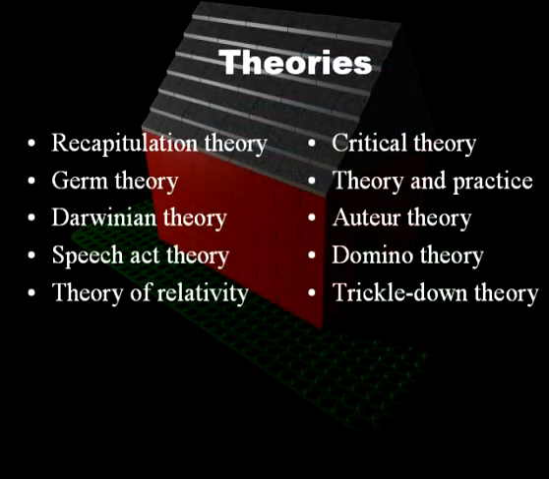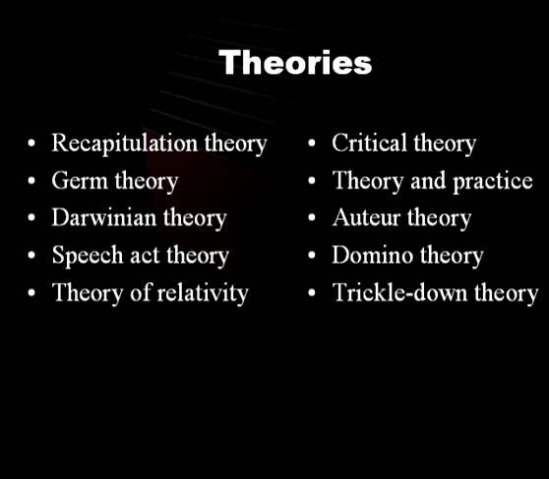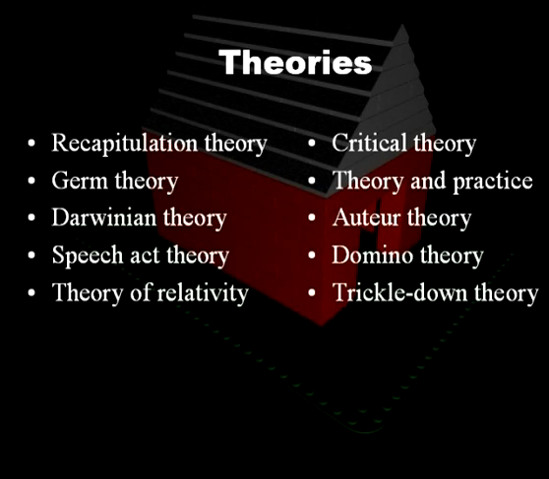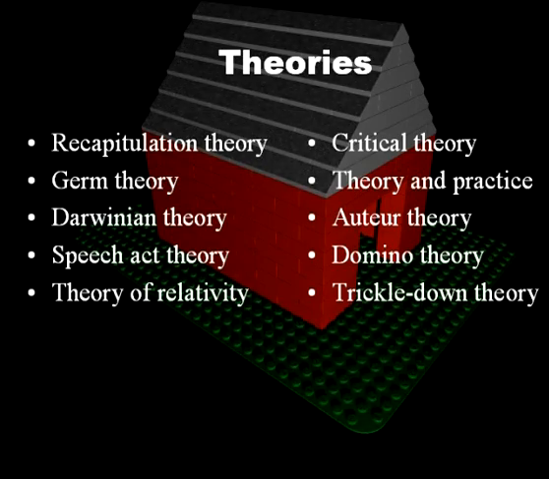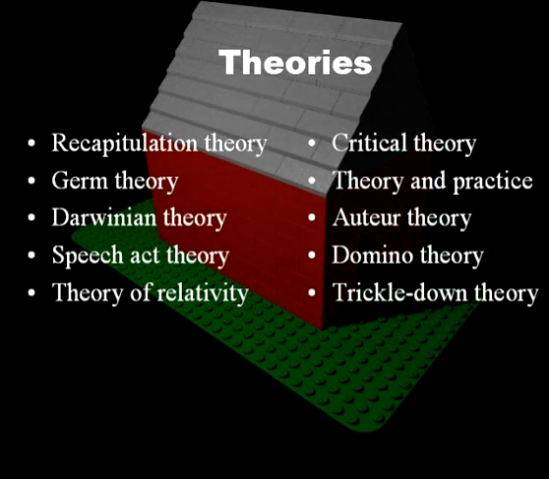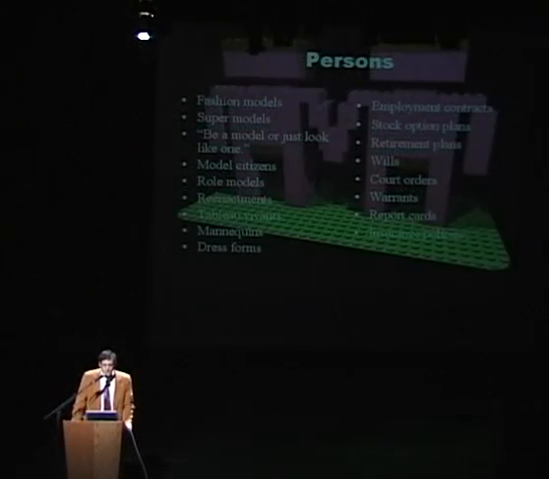And then let's move next to theories: recapitulation theory, germ theory, Darwinian theory, speech act theory, theory of relativity, critical theory, theory in practice, auteur theory, the domino theory, and we'll get to that one a little later on when we start analyzing some of these systems and seeing what makes them tick. And of course the trickle-down theory of economics.